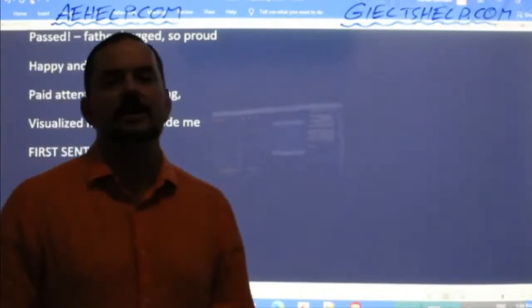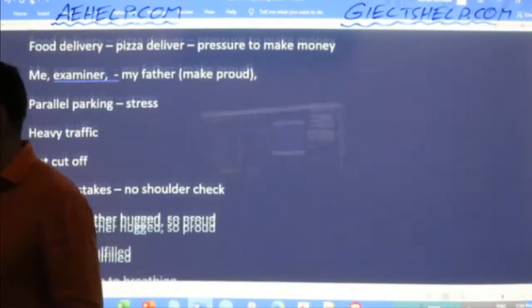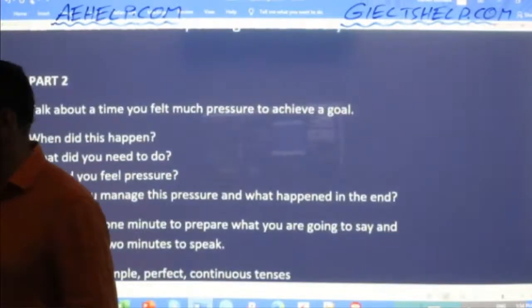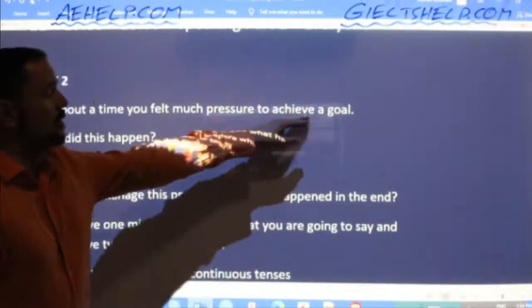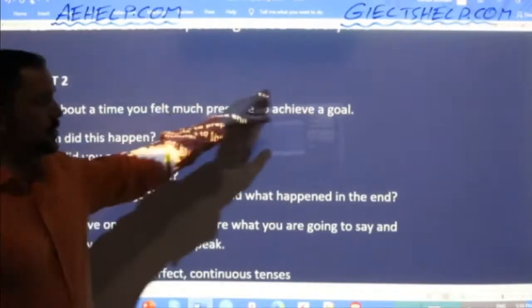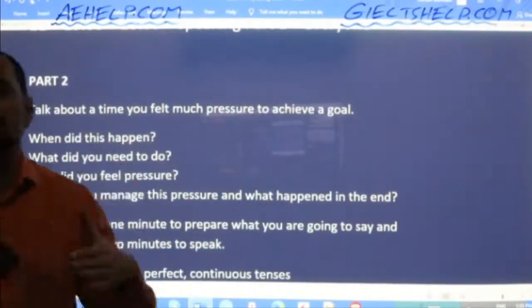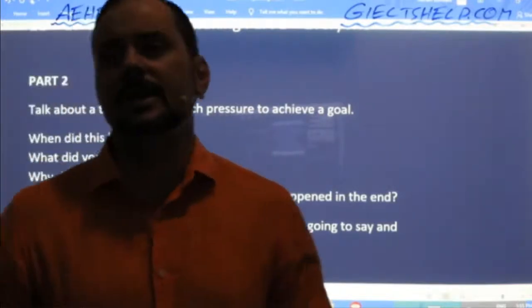Get your first sentence ready. So we know this. Okay, so give me the first sentence here. Members, I'll go back to the original question. So talk about a time you felt much pressure to achieve a goal. Think about this. Use this in your first sentence. Get right into the topic. Get right into the right idea. Okay.